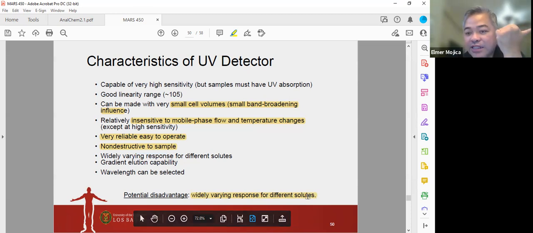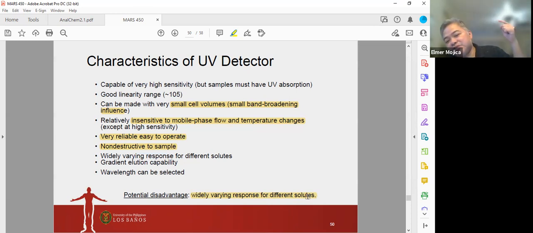You can tandem this one with what we call LC-MS. Since this is non-destructive, the sample will pass through the UV detector and is still intact to be analyzed in mass spec.